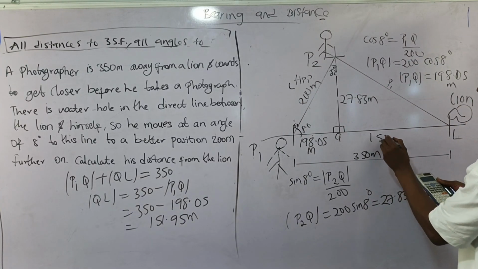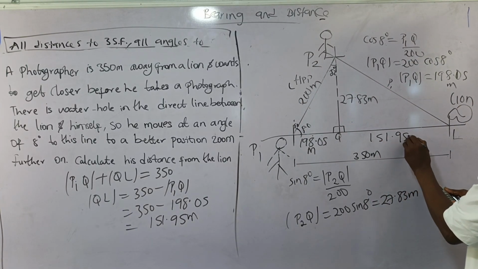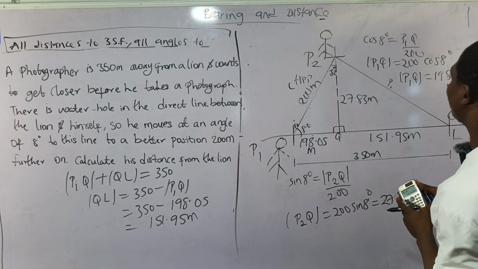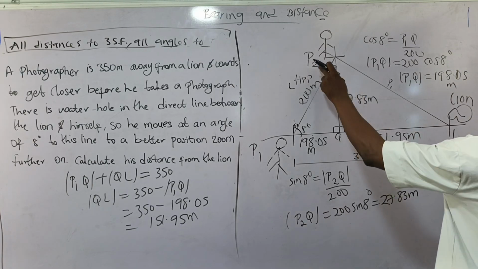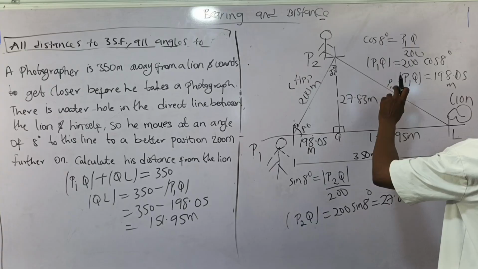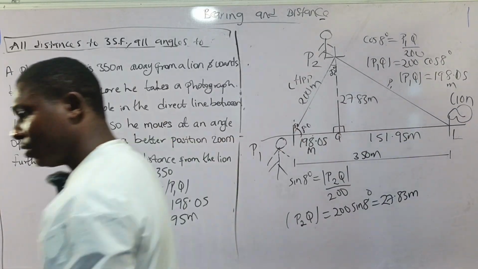So I've gotten my QL. QL is 151.95 meters. Now I'm looking for what? P2L, which I'm taking as P1 if I choose to.